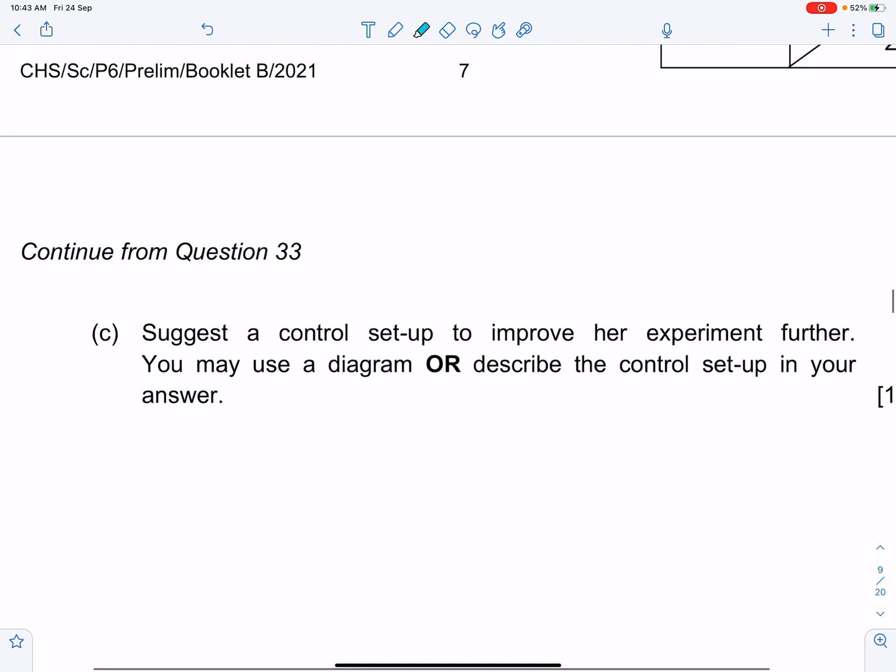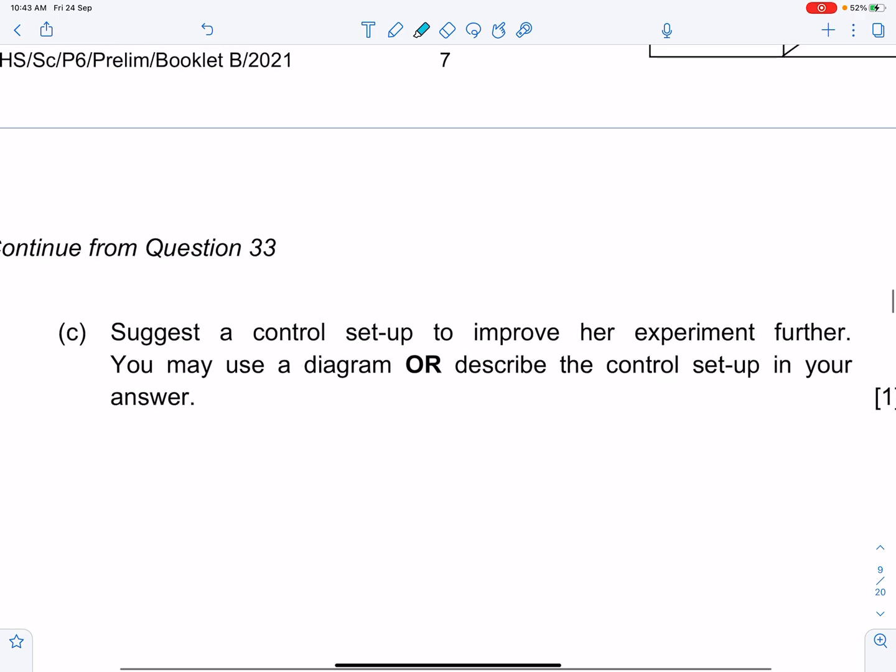Next, suggest a control setup to improve. So, control means remove the change variable. Wow, very good. Most of you got this concept, right? You're just very good. You know what you do? Remove the whole light instead. No more light. Yeah, literally conduct the same experiment without light.